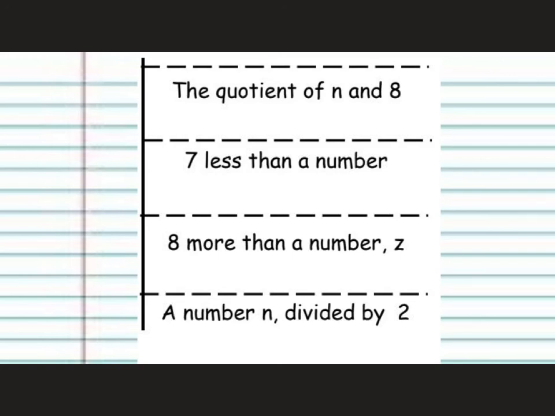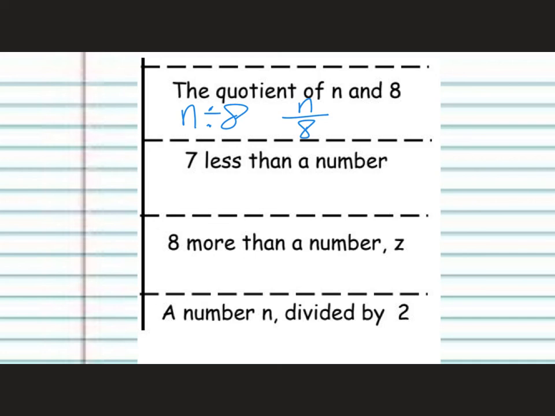Now this one, the quotient of n and 8. Anytime we're talking about quotient or difference, so division or subtraction, whatever's listed first is typically what we would do. So it says quotient of n and 8, so it would be n divided by 8, but typically we would see it as n over 8. N would go first.